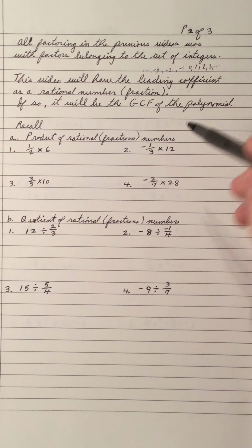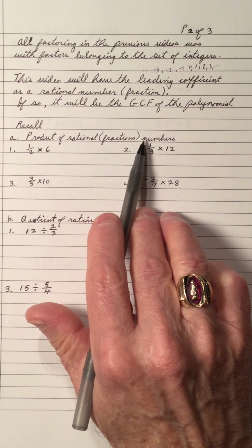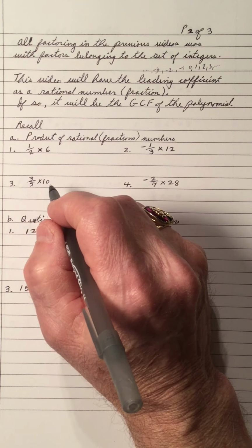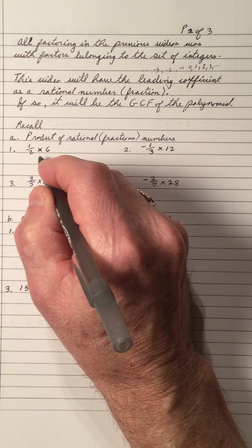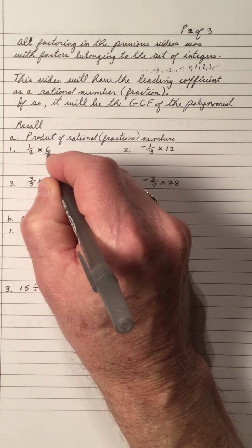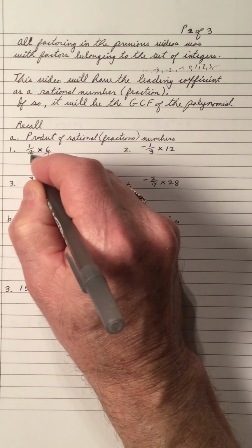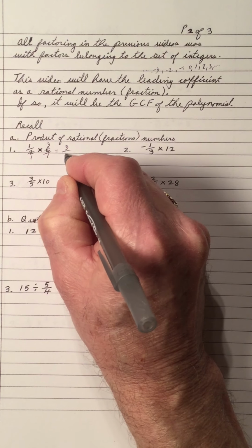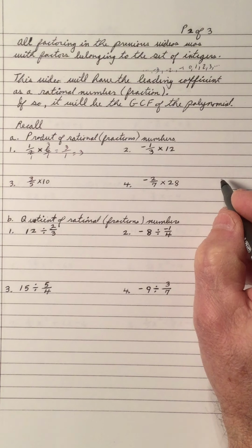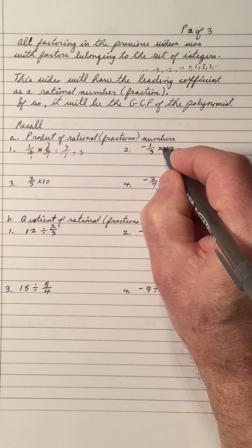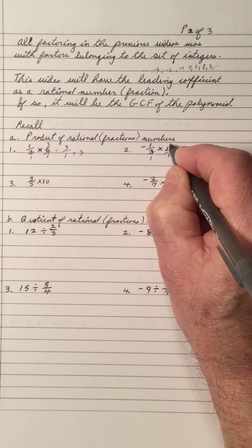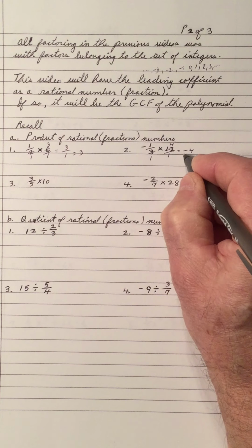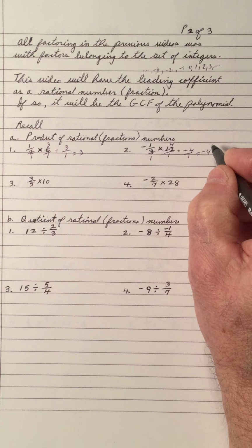Let's review. Recall the product of rational numbers, or product of fractions. When we multiply fractions, I always like to cancel. So the 6 is understood to be 6 over 1. So 2 into 2 goes once, 2 into 6 goes 3, 3 times 1 is 3, 1 times 1 is 1, so that gives me a 3. 12 is 12 over 1. 3 into 3 goes once, 3 into 12 goes 4, and -1 times 4 is -4, over 1 is -4.